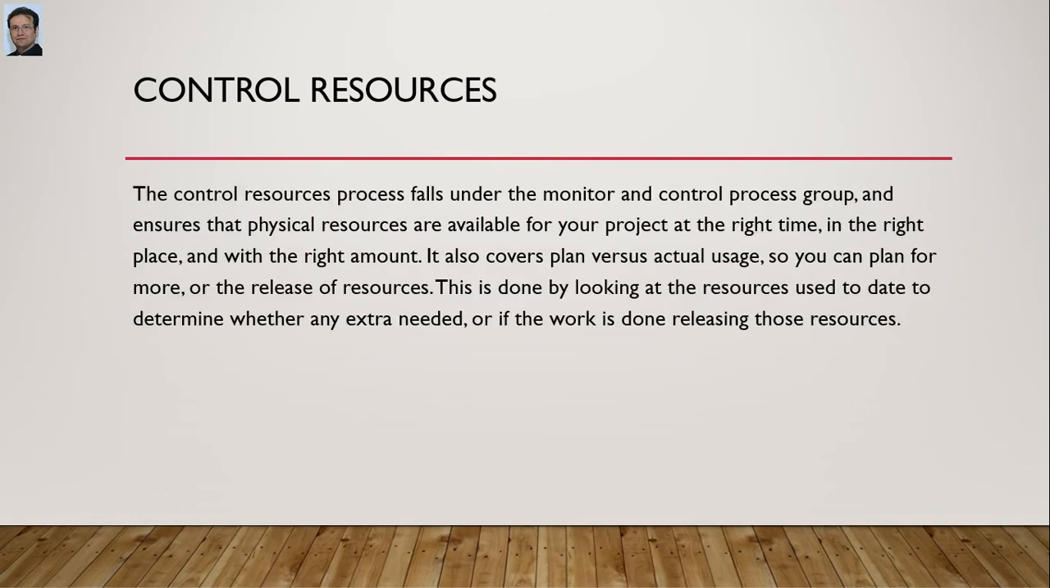The control resource process falls under the monitor and control process group and ensures that physical resources are available for your project at the right time, in the right place, and with the right amount. It also covers plan versus actual usage, so you can plan for more or the release of resources. This is done by looking at the resources used today to determine whether any extra are needed or if the work is done, releasing those requirements.